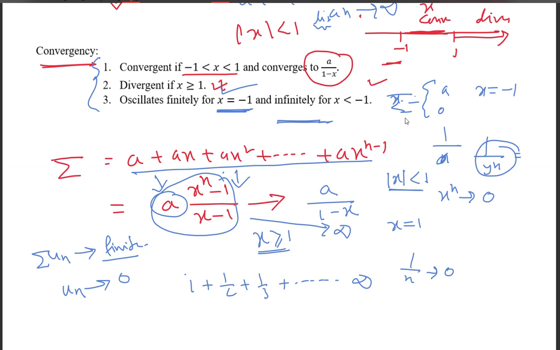Sir, please can you explain the case where x is equal to 1 in the formula a into x to the power n minus 1 upon x minus 1? Which one do you say? He is talking about x equal to 1. If you put x equal to 1 in the formula, a x^n minus 1 over x minus 1, what happens?